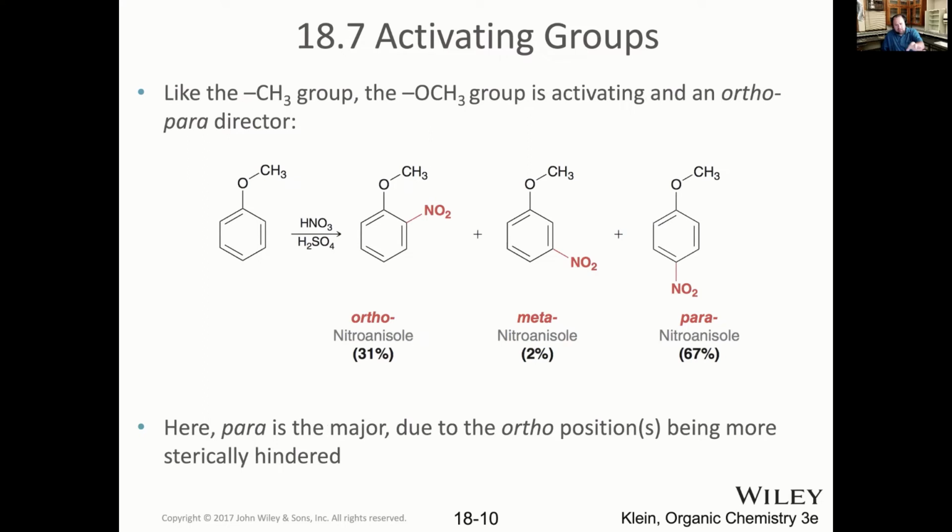Once again, look at the percentages. It's 31% ortho, 67% para, 2% meta. Once again, ortho and para, we don't usually separate those. For the most part, you can usually get away with saying both ortho and para as the major products. But as you can see here, the ortho position is now a little bit minor compared to the para. The reason is that as soon as you get a little bit bigger than a methyl group, you start to create steric hindrance at the ortho position. So this methyl group dangling off to the side starts to sterically hinder the ortho position compared to the para that's completely on the other side of the ring.